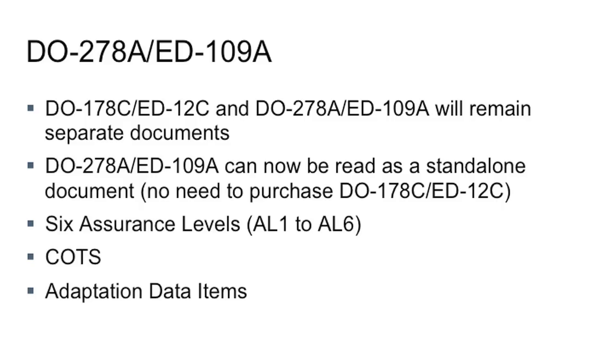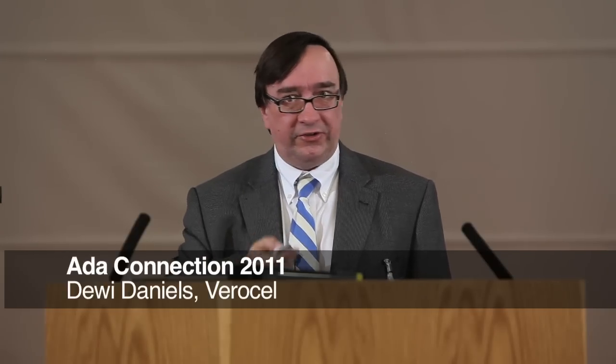The differences are that there are 6 assurance levels instead of 5, that go from AL1 to AL6. There's a lot more guidance in DO-278A on the use of COTS, and there's this notion of adaptation data, which is very similar to parameter data items, but is a big issue in air traffic control systems.